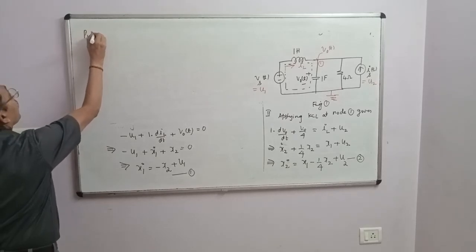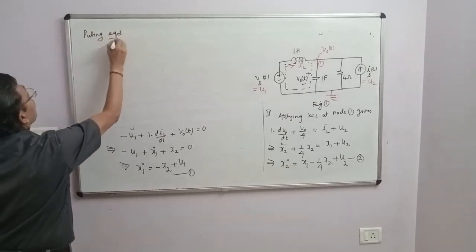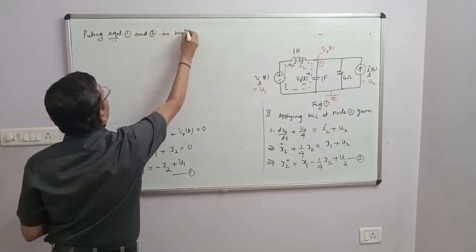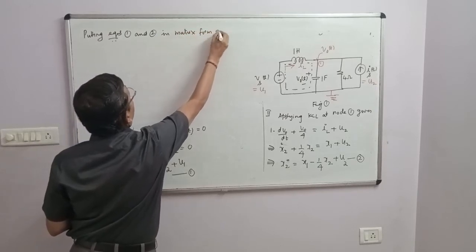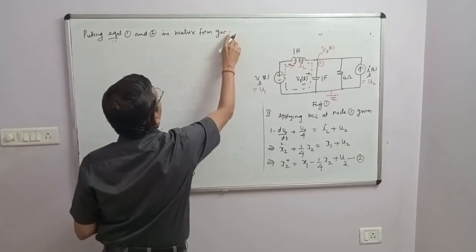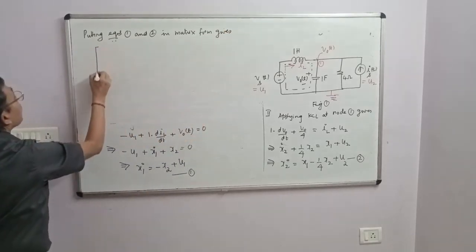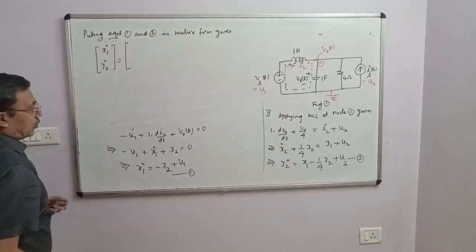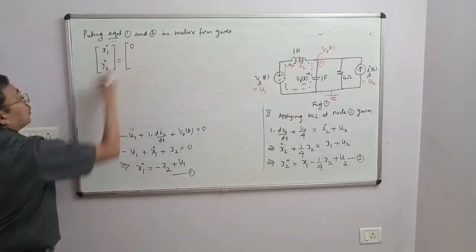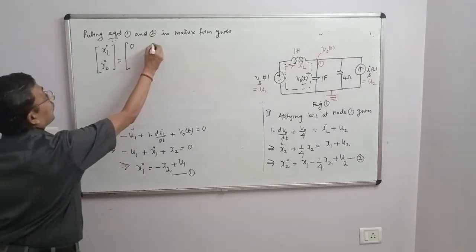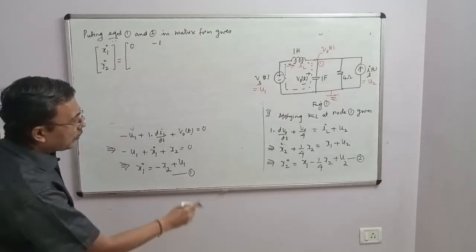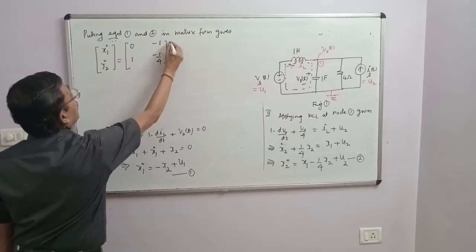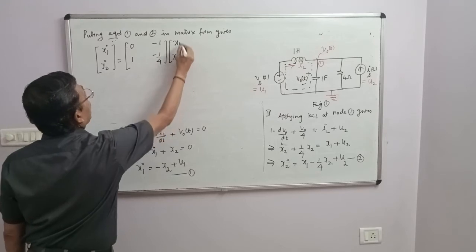Putting equations 1 and 2 in matrix form gives column matrix x1 dot, x2 dot is equal to: in equation 1 there is no x1, so this element is 0. Coefficient of x2 is minus 1. In equation 2, coefficient of x1 is 1. Coefficient of x2 is minus 1 by 4. Multiplied by the column matrix x1, x2.